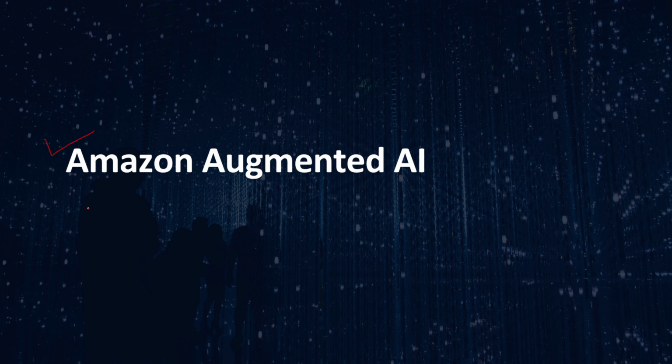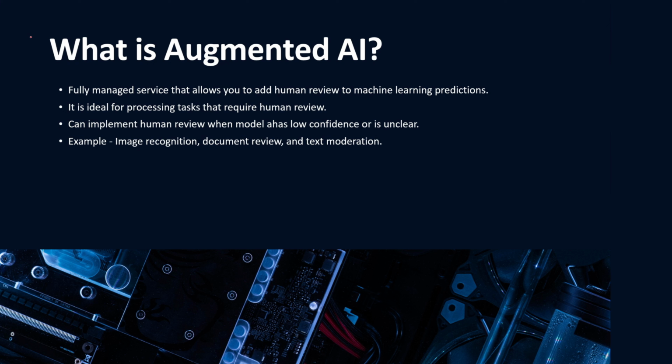Amazon Augmented AI. So, what is Amazon Augmented AI? Amazon Augmented AI is a fully managed service that allows you to add human review to machine learning predictions. It is ideal for processing tasks that require human review, and you can implement human review when a model has a low confidence or is unclear.